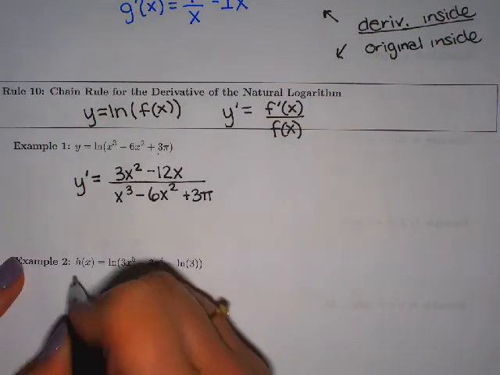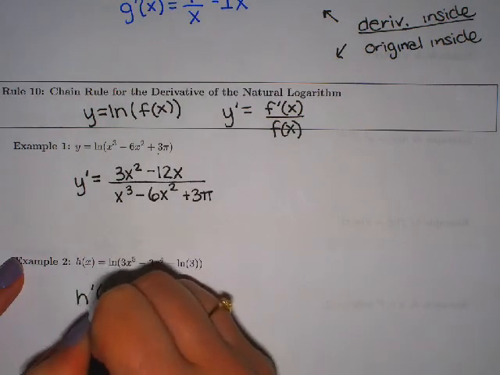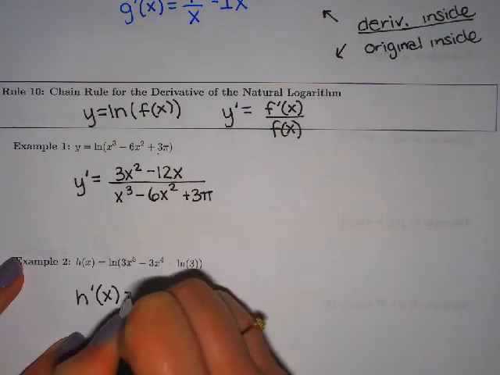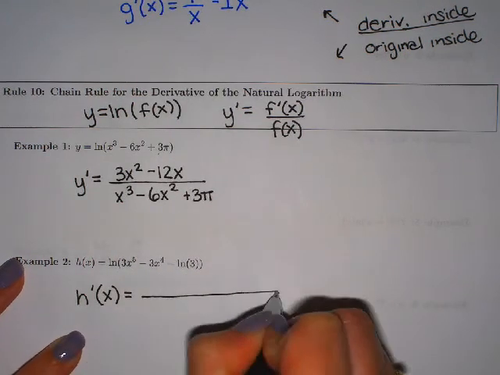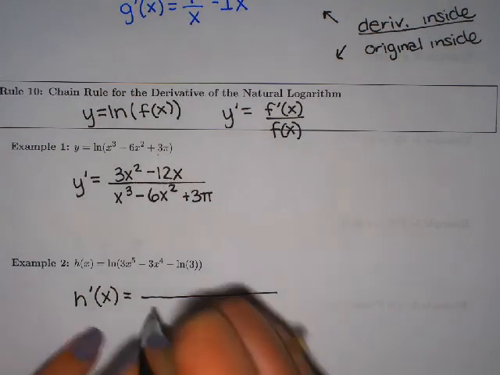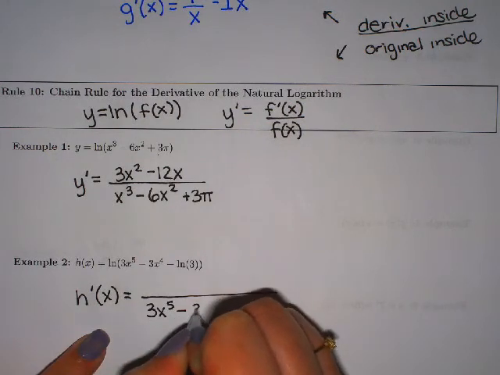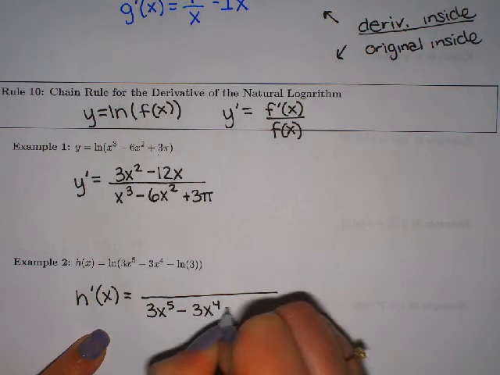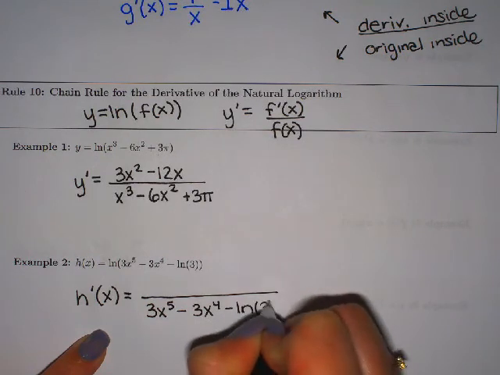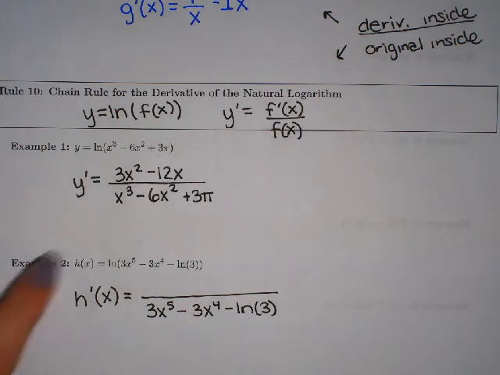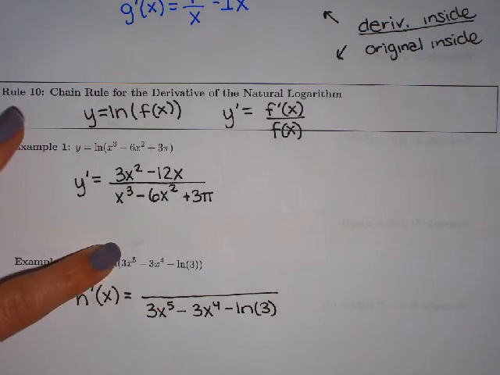You're more than welcome to pause the video now and try the next one. But even though it's rule 10, it's not the hardest rule, I don't think. So our denominator is going to be the original, 3x to the 5th minus 3x to the 4th minus ln of 3. So derivative of the inside over the original inside.